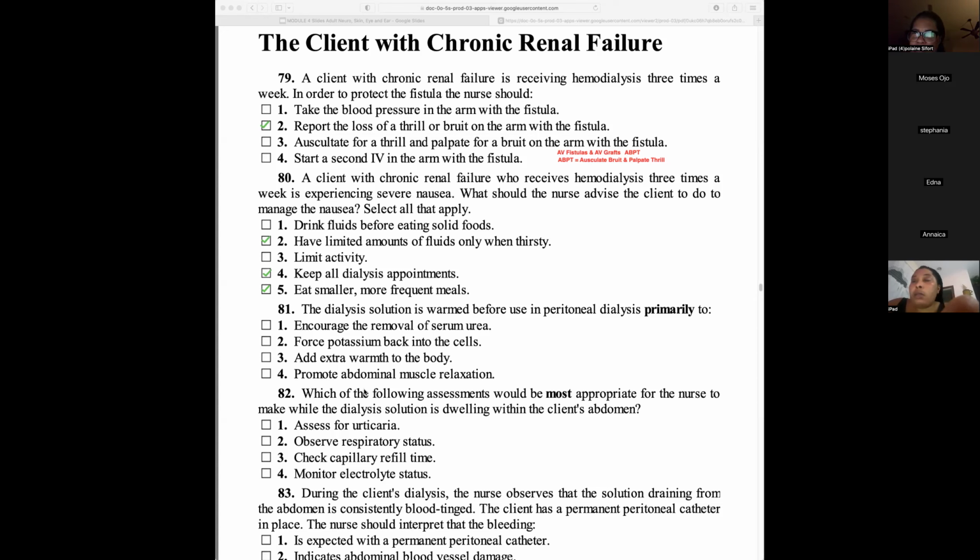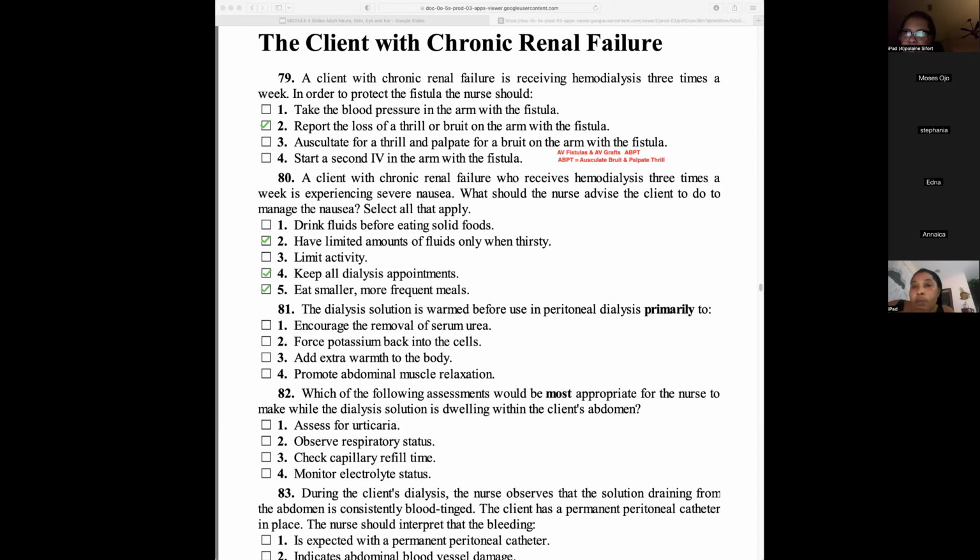Okay, so let's read the rationale. To manage nausea, the nurse can advise the client to drink a limited amount of fluid only when thirsty. Eat food before drinking fluids to alleviate dry mouth. Encourage strict follow-up for blood work. Smaller, more frequent meals may help to reduce nausea and facilitate medication taking. The client should be as active as possible to avoid immobilization. The client should also maintain the dialysis schedule because the dialysis will remove waste that can contribute to nausea.